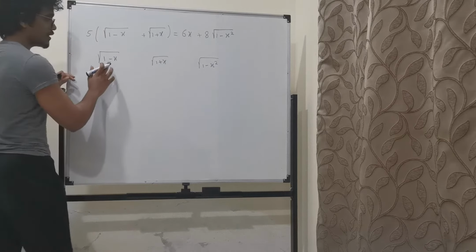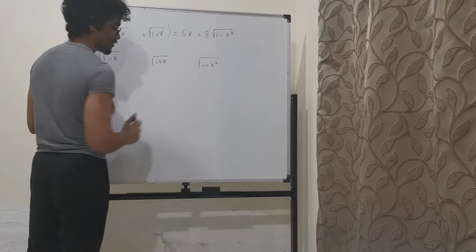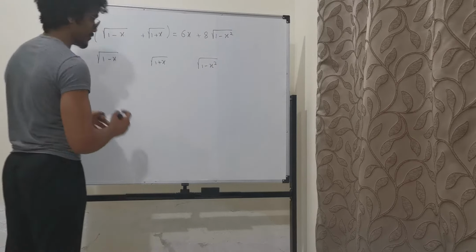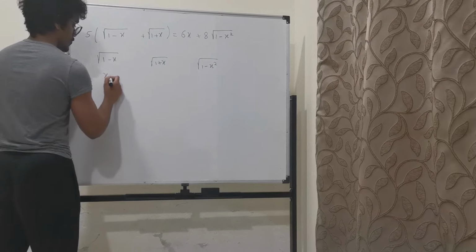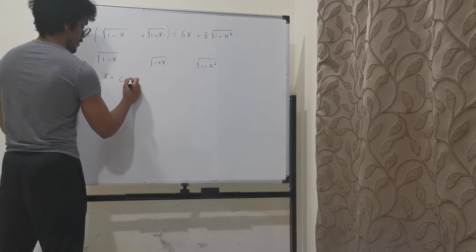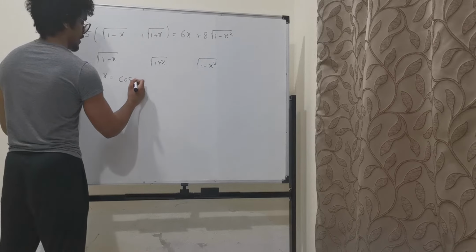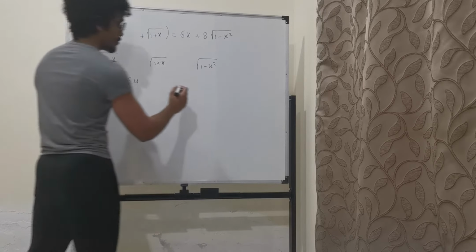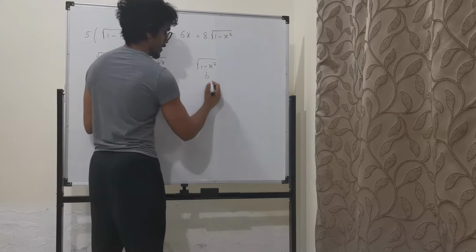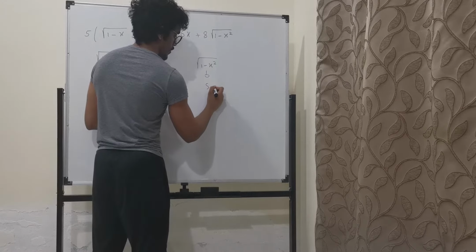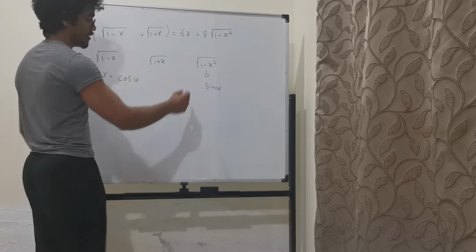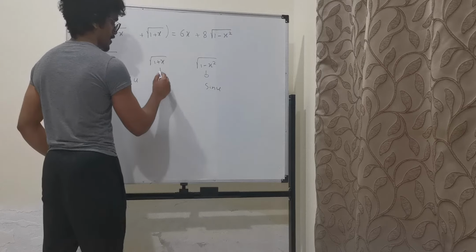Since there is a square root of 1 minus x squared, most of the time in calculus we do a trig substitution as follows. Let's put x equal to cosine of some angle, which we call u. Then the first one, the square root of 1 minus x squared, simplifies to sine of u. It's just a normal substitution.